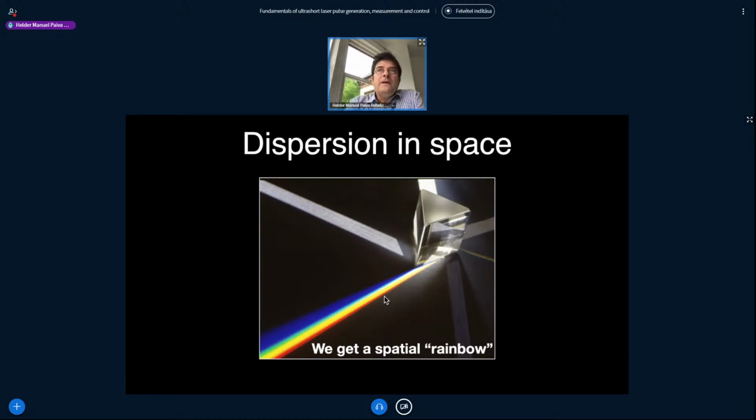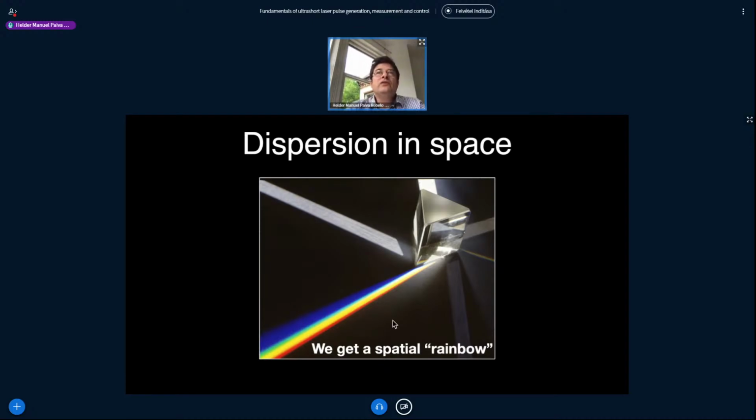So this phenomenon is due to what we call dispersion. And dispersion is very simple to explain. It's simply the dependence of the refractive index on frequency. In other words, the speed of light inside the material, in this case glass, will depend on the frequency. So blue light will travel slower than red light, which will travel faster inside the prism. Okay? So in short, when we think of space, spatial coordinates, the phenomenon of dispersion produces a spatial rainbow.